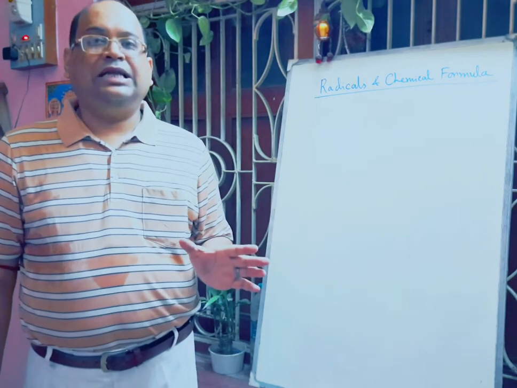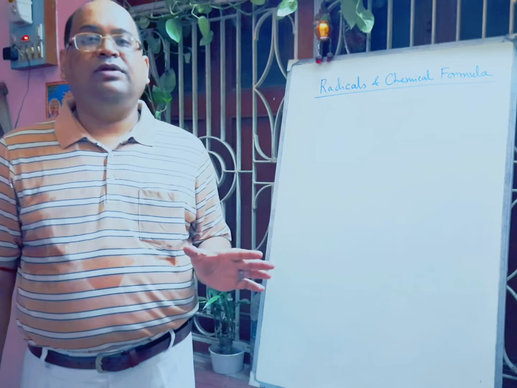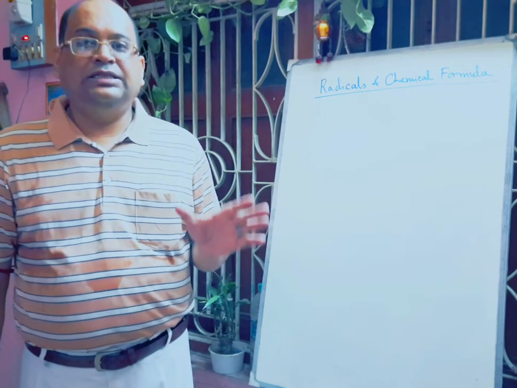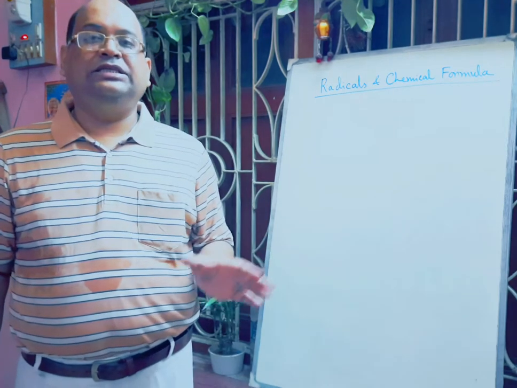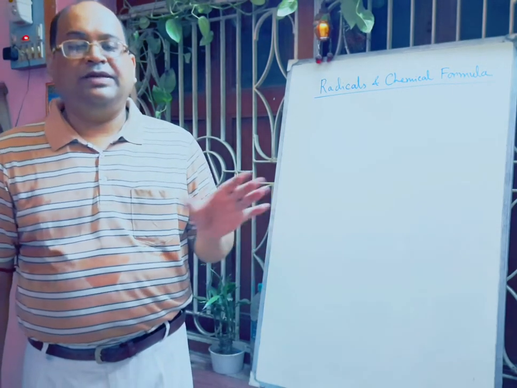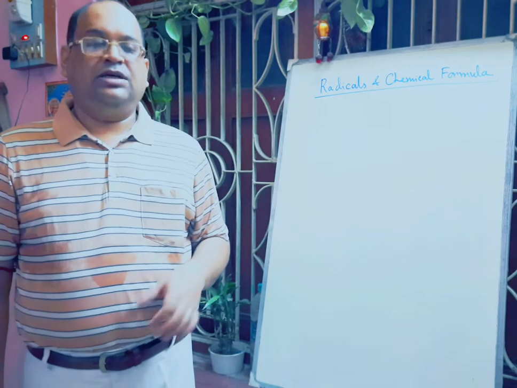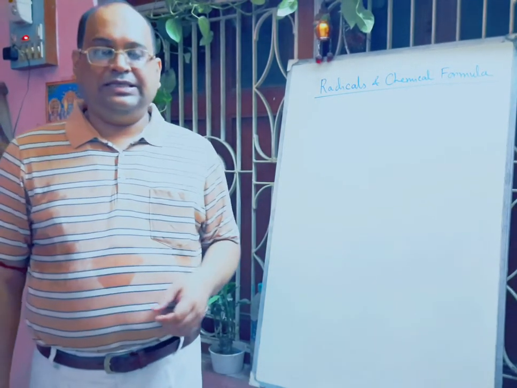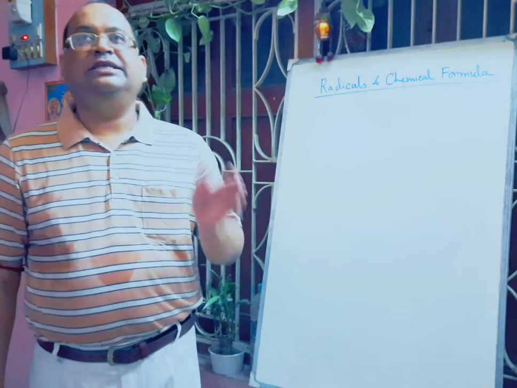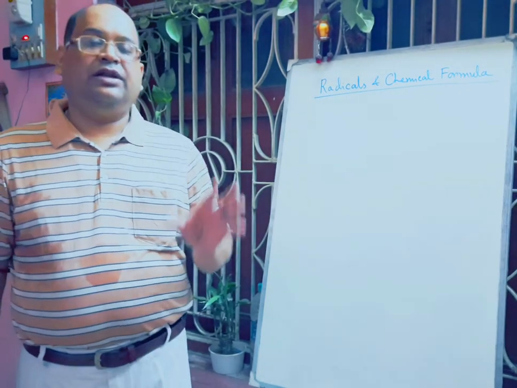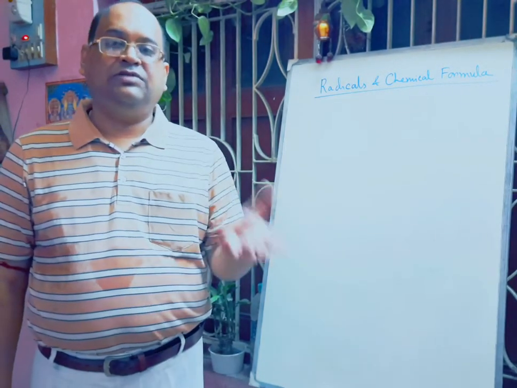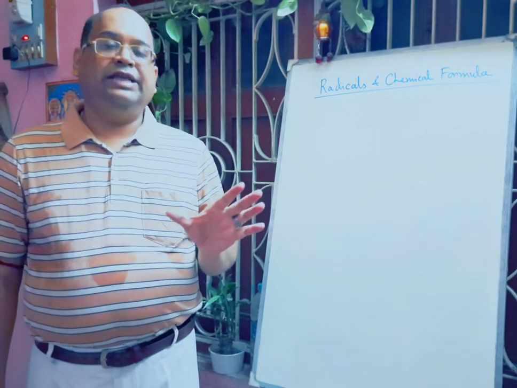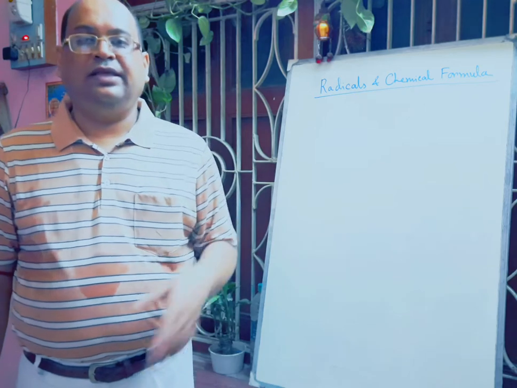Now, radicals are charged particles, but a compound as a whole is electrically neutral. So the total charge of the acid radical is equal to the total charge of the base radical in a particular compound. Suppose AlCl3, aluminum trichloride: Al3 plus is there, and that will be neutralized by 3Cl minus. So here the total positive charge and total negative charge are equal, and that is why AlCl3 is a neutral molecule, although it exists as a dimer, but that is a different thing.